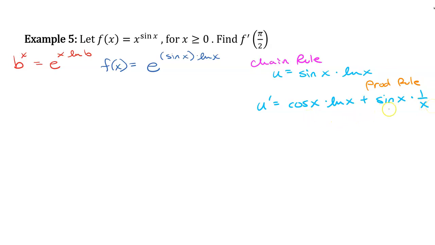So now we can use that with the chain rule. So f prime, based on the chain rule, is e to the sine x times the natural log of x times u prime. Remember, because the derivative of e to any power is just e to that same power.